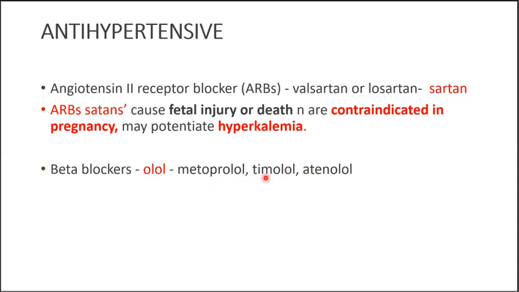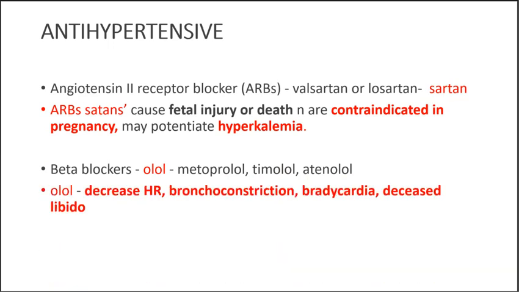So these are our olols, your metoprolol, your timolol, your atenolol. So these are our beta blockers, and they end in olol. The major adverse effects you would see with your beta blockers would be they could cause bradycardia, they could cause bronchoconstriction. So you want to remember that with the NCLEX, because this is an airway risk. So your beta blockers, like your metoprolol, they could cause bronchoconstriction. They could also decrease the heart rate in your patients, and they could also decrease libido. And you could also see erectile dysfunction.